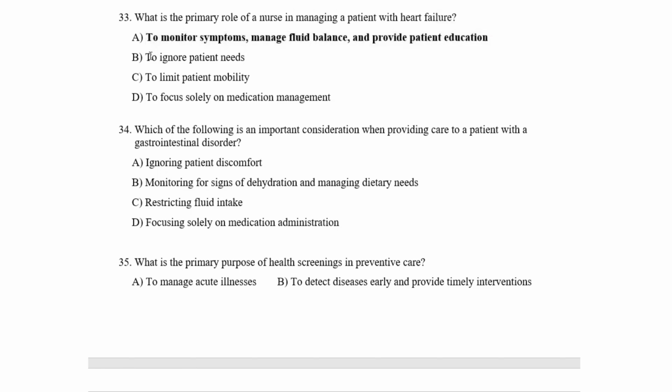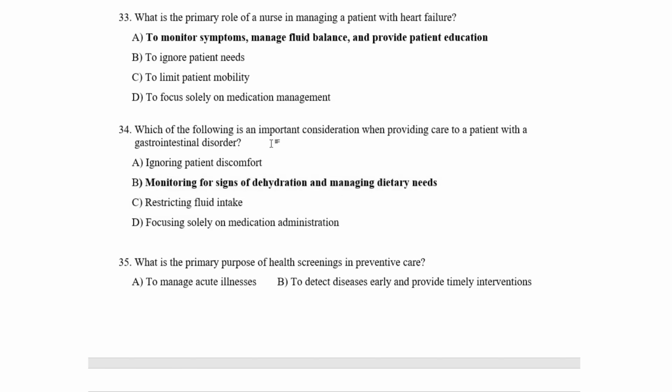Well, त्यसै गरी हामी क्वेशन नम्बर 34 मा हेरौं त. Which of the following is an important consideration when providing care to patient with a gastrointestinal disorder? Option A मा रहेछ ignoring patient discomfort. Option B मा रहेछ monitoring for signs of dehydration and managing dietary needs. Option C मा रहेछ restricting fluid intake. Option D मा रहेछ focusing solely on medication administration. यसको सही उत्तर हो option B, monitoring for signs of dehydration and managing dietary needs.